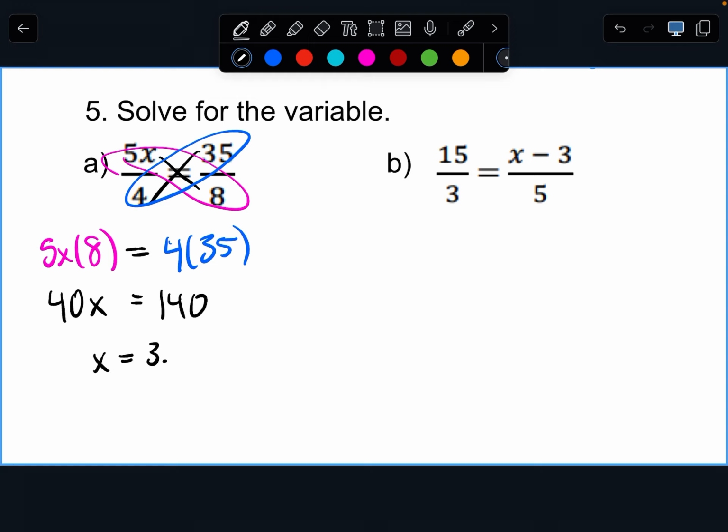And don't be afraid of decimals anymore. In this semester, there are a lot more decimals, so don't be freaked out by that. Okay, so hopefully that one wasn't horrible.